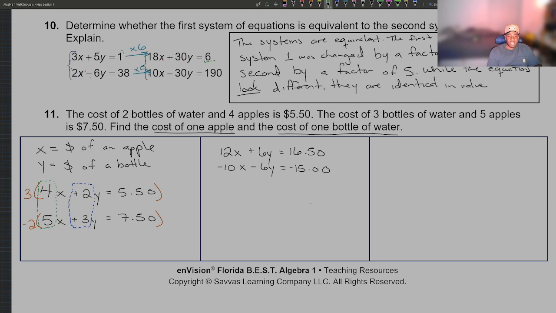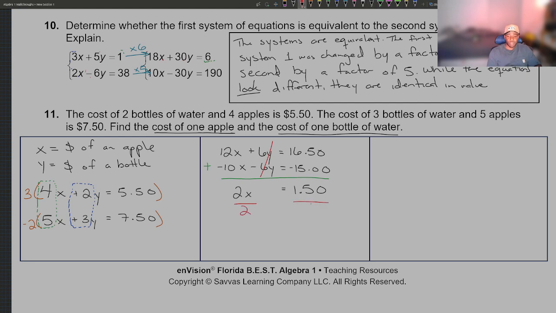And now that we have this set up for elimination, we're just going to add our two equations together. 12x plus negative 10x is going to get us 2x. 6y plus negative 6y is going to cancel out. They eliminate each other. And 1650 plus negative 1500 is going to get us $150.